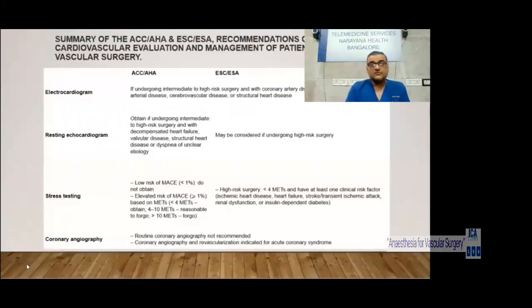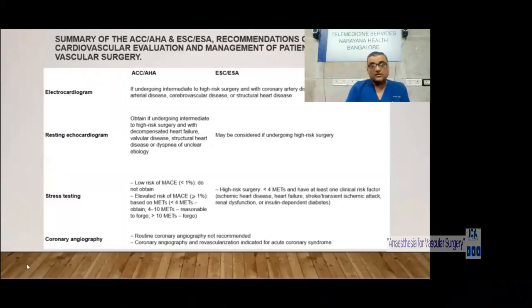Coming to the summary of the American Heart Association, American College of Cardiology, European Society of Cardiology, and European Society of Anesthesiology recommendations on the preoperative cardiovascular evaluation and the management of patients undergoing vascular surgery. The requirement of an electrocardiogram, as told by ACC/AHA, is if undergoing intermediate to high-risk surgery and with coronary artery disease, arrhythmia, peripheral artery disease, cerebrovascular disease, or structural heart disease. The same is recommended by the European Society.